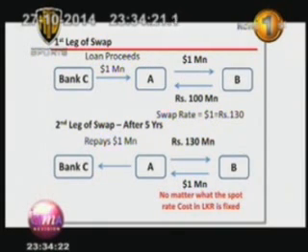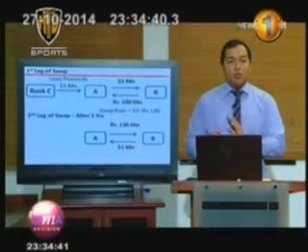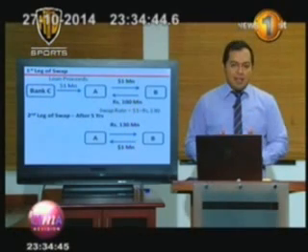Now let's move forward 5 years and look at the second leg of the swap, where A and B will re-swap the initial capital amounts. What happens? B gives A $1 million and in exchange A gives B 130 million rupees. Why? Because they agreed that they will swap $1 for 130 rupees in 5 years time.